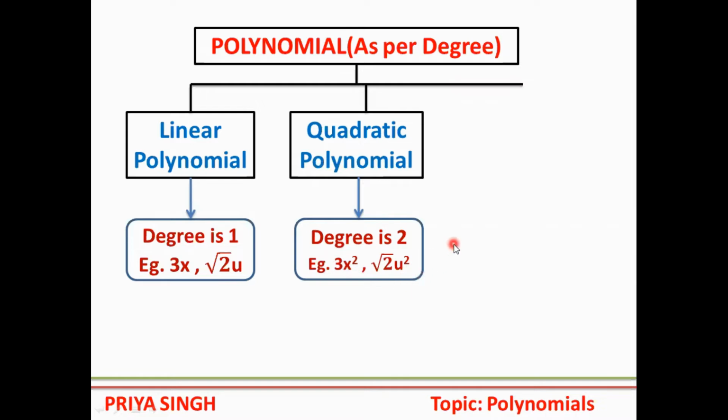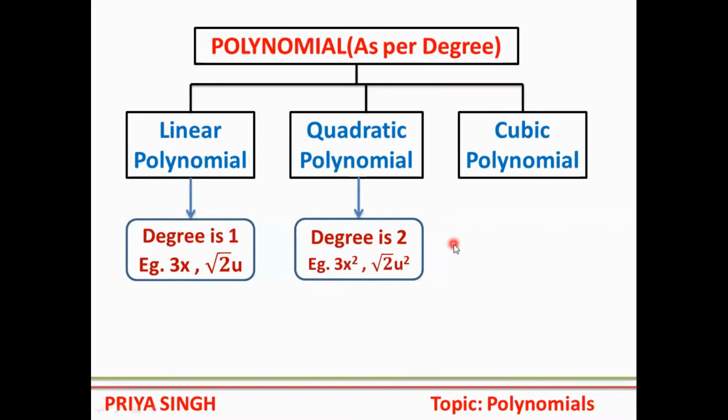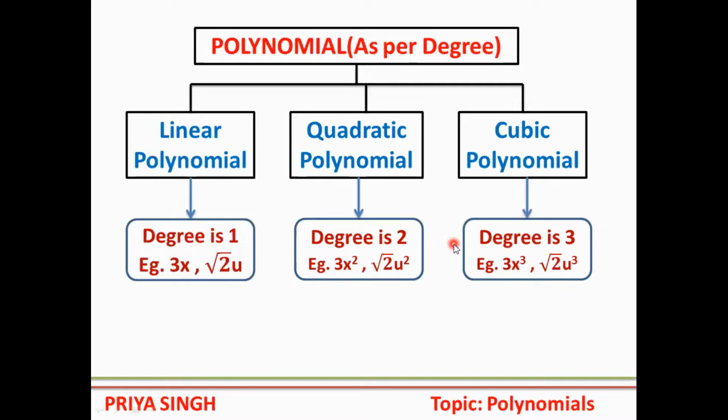Now the last but not least, that is cubic polynomial. The degree over here is 3. Example, 3x cubed, root 2u cubed. As you can see, x is having power 3 and u is also having power 3. This was a short revision of what you have already studied in your previous standard. Now let us see what is there in 10th standard.